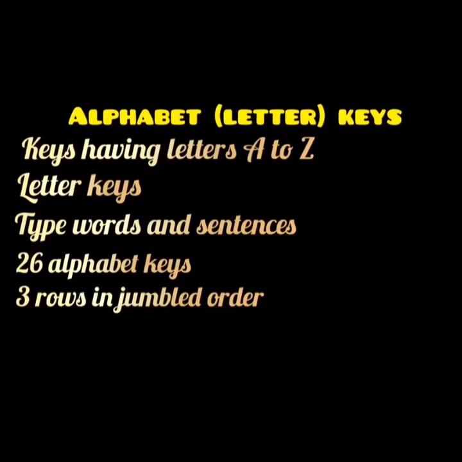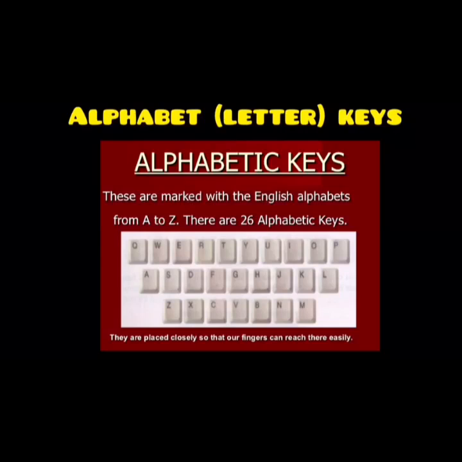And how are they arranged? They are arranged in 3 rows on a keyboard, but not in the correct order, in a jumbled order. So alphabet keys are arranged in this order. It is not in alphabetical order, it is in jumbled order. The keys that have letters from A to Z on them are called alphabet keys, also known as letter keys. They are used to type words and sentences. There are 26 alphabet keys, arranged in a jumbled order in 3 rows of a keyboard.